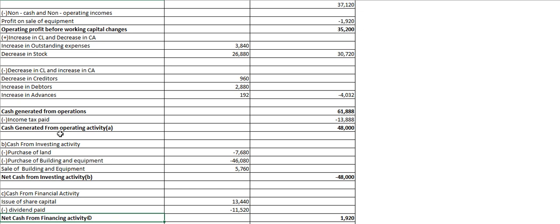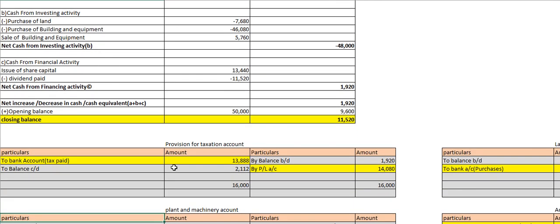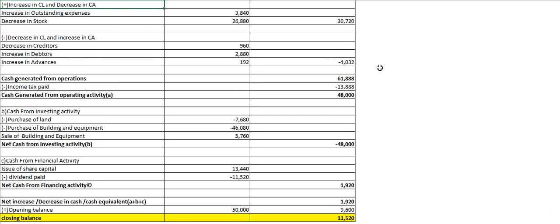Now what you will basically do is you will minus your income tax paid. I again repeat, it is not the provisions made, it is the income tax paid during the current year, which we have found out in your provision for taxation account. So to bank account tax paid 13,088, which you will take as income tax paid 13,888. Now we will get the resultant figure to be cash generated from operating activity. We go always as per the format.